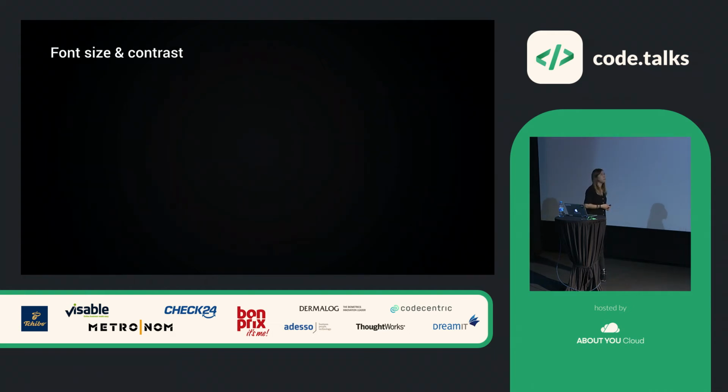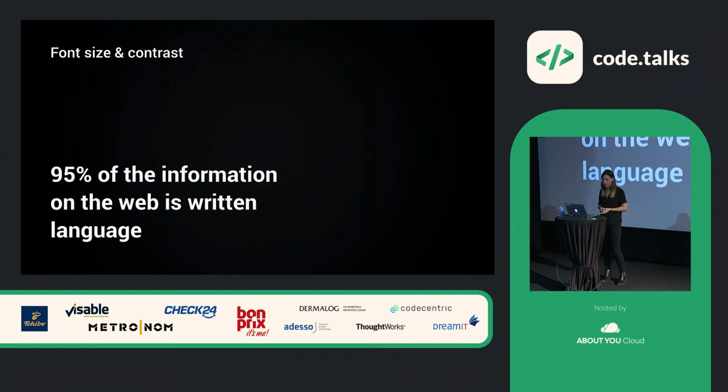Talking about text, when we talk about accessibility, the first thing that comes to our mind is color contrast. This is something that we hear quite often, and yet it is the thing that we fail the most. Most websites, according to a recent study, are still not meeting color contrast. And that's very important because 90% of the information on the web is written language.